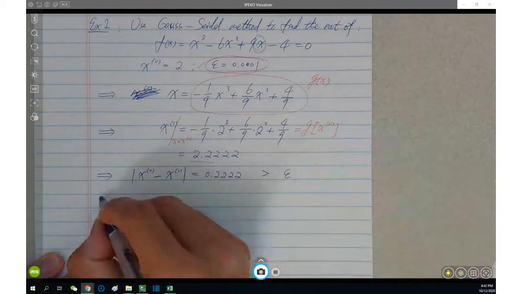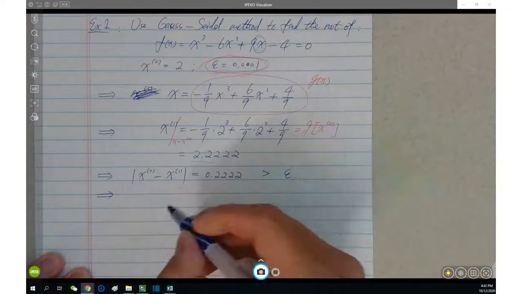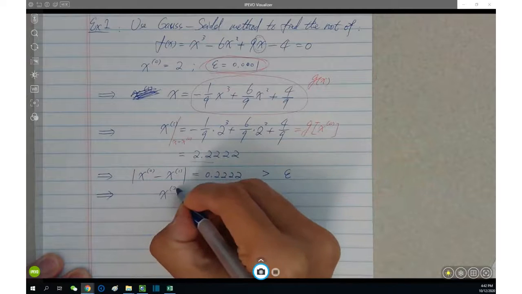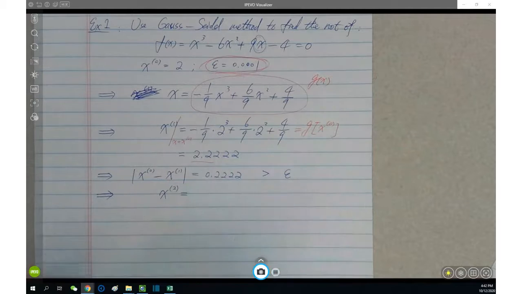Then what we need to do is derive the next step, x of 2. I'll leave you to find x of 2, 3, and 4, 3 more iteration steps on your own. Even 5 to 7 minutes. All right, go ahead.